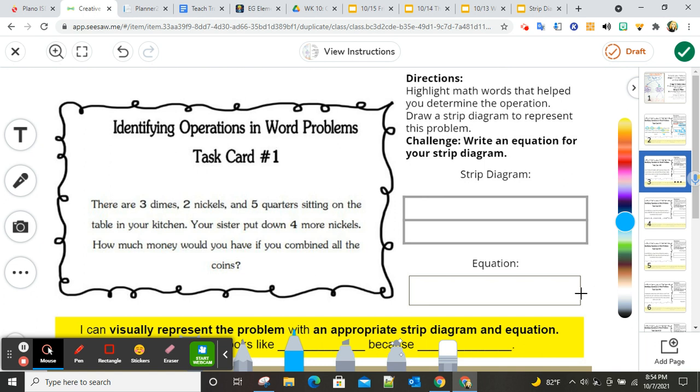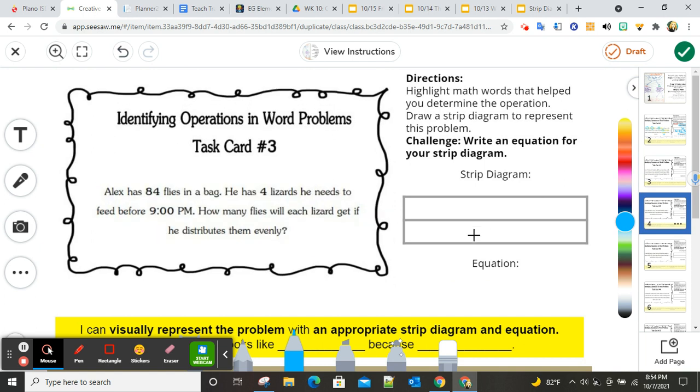Okay, this one has no help. Well, it looks exactly like the one we just did. So we'll skip that one. Okay, this problem we have not tried. Alex has 84 flies in a bag. He has 4 lizards he needs to feed before 9 p.m. How many flies will each lizard get if he distributes them evenly? Okay, so we've got the word evenly, and we've got 84 flies and 4 lizards.